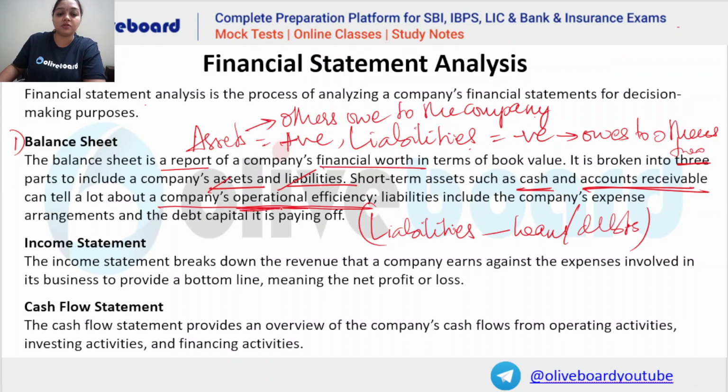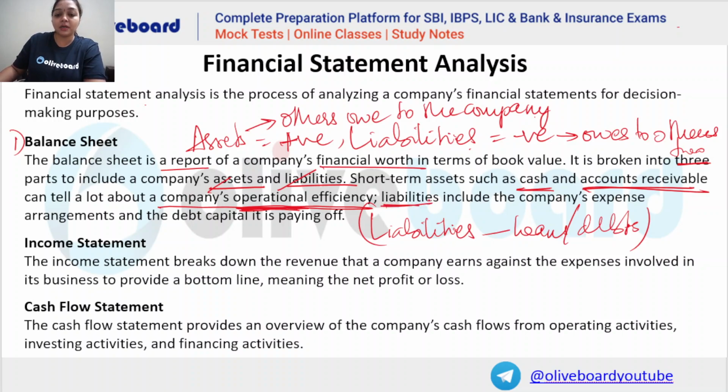It can tell a lot about the company's operational efficiency. Operational, yesterday we studied what operations are. All the activities that go into a production process are operations, right? So if these operations are very efficient, then the company can produce more products, more services. It can have a very good business relationship with each of its customers, right? Then it will be more profitable. Assets will be more, right? So we get this information from its assets.